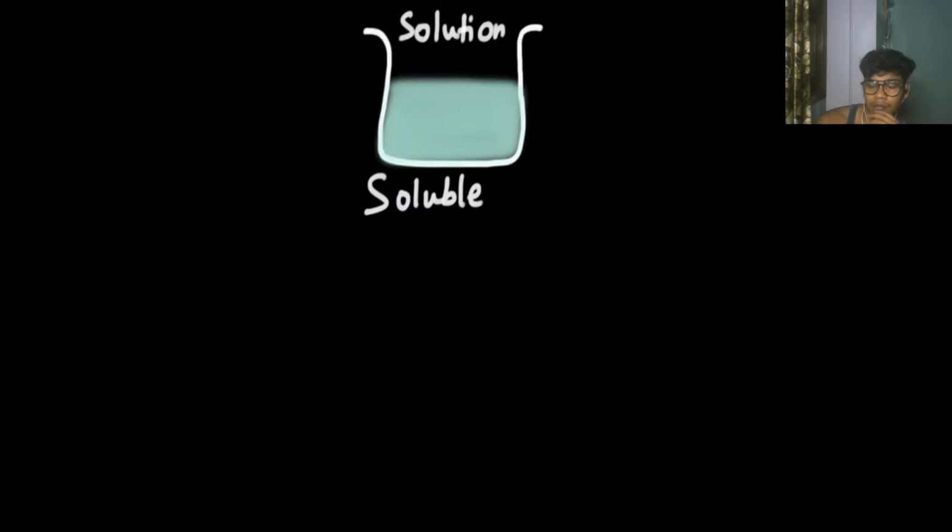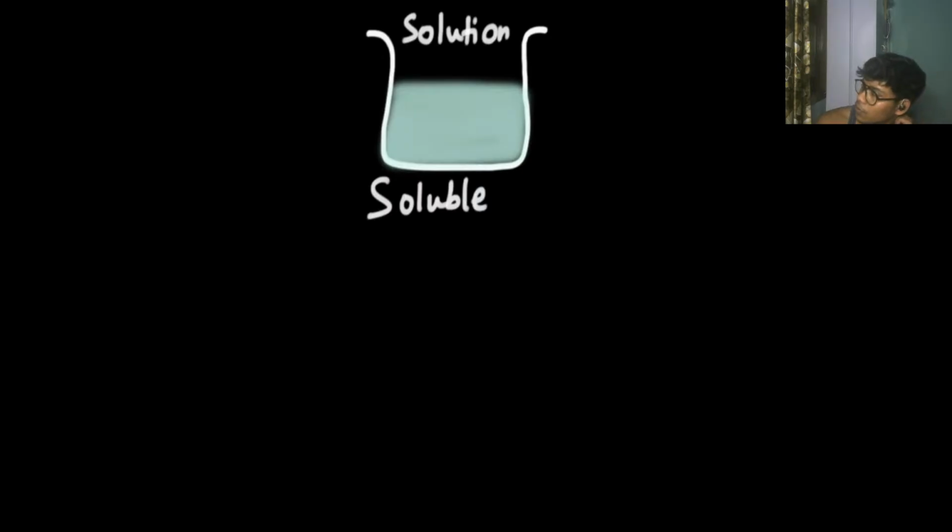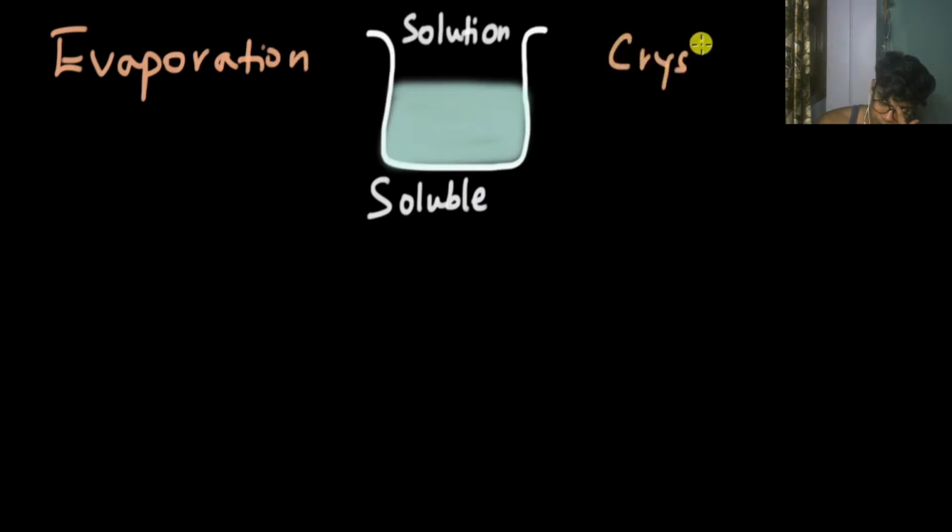Now, if I ask you to separate solid from liquid when it forms a solution, when a solute or the solid is dissolved in liquid, how will you do that? Turns out there are two methods. One method is called evaporation, and the second method is called crystallization. So we will look at evaporation in this video.